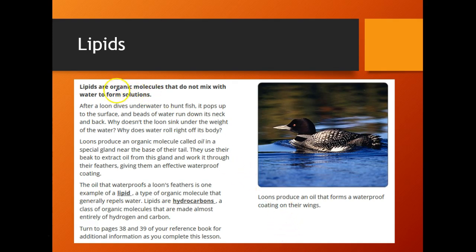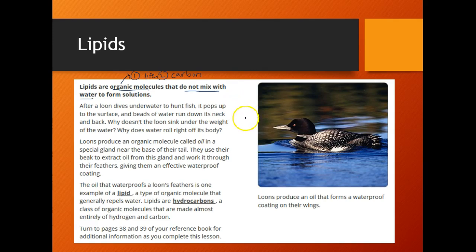Okay, so lipids are organic molecules that do not mix with water to form solution. Remember, organic means that it's important for life and also that it's made up of carbon. So lipids fall into that category of organic molecules. One defining characteristic of lipids is that they do not mix with water to form solutions. And you probably know this already because if you were to mix oil with water, most of you guys know that they would not mix with one another but would sit in layers, right? So lipids do not mix with water to form solutions.